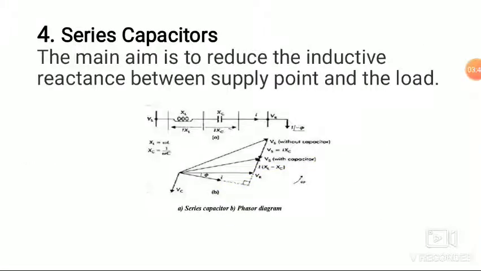The fourth method is series compensation. Series compensation is the method of improving the system voltage by connecting a capacitor in series with the transmission line. In other words, in series compensation, reactive power is inserted in series with the transmission line for improving the impedance of the system. It improves the power transfer capability of the line. It is mostly used in extra and ultra high voltage lines.